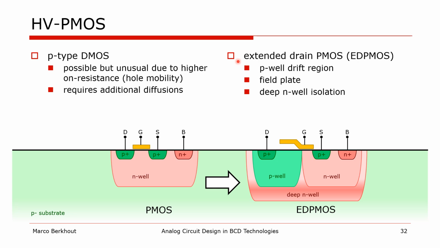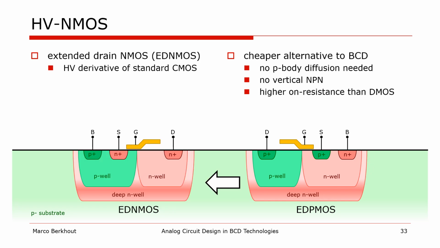What we can build without adding diffusions is a so-called extended drain PMOS. In this device, we extend the drain of a standard PMOS with a drift region made from p-well. Also, we extend the gate with a stepped field plate and use the deep n-well for substrate isolation. Actually, with these same diffusions, we can also make a complementary extended drain NMOS. And as you can see, these devices only use elements from the triple well CMOS and enable high voltage derivatives of standard CMOS technologies.